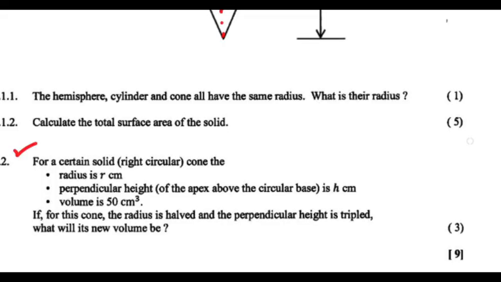Now the last question, quite an interesting question. For a certain solid right circular cone, the radius is r centimeter, the perpendicular height of the apex, meaning the top, above the circular base is h centimeter, and the volume is 50 centimeter cube. If for this cone the radius is halved and the perpendicular height is tripled, what will its new volume be? So we need to find the new volume.